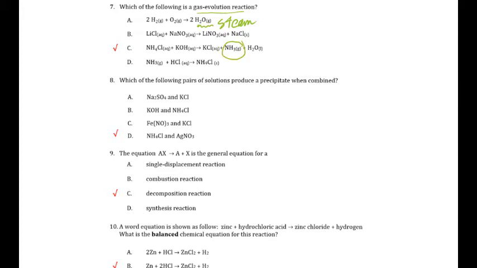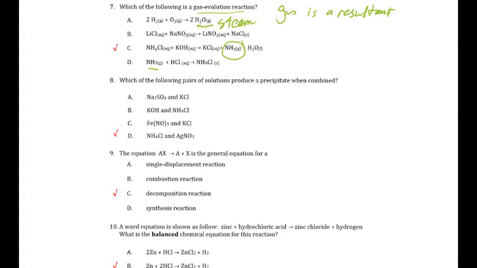Okay, here we have gas, but the gas is on the reactant side. The gas should be on the product side. Evolution means gas is a resultant. So we are looking for an equation where gas is a resultant.